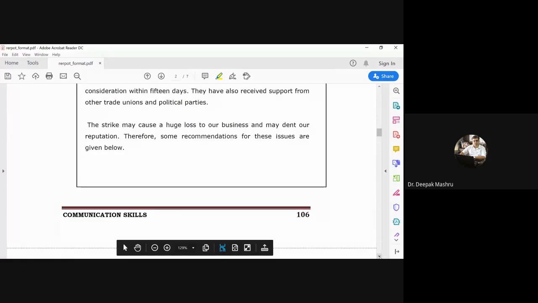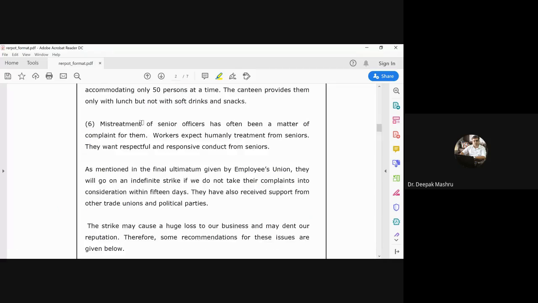The strike may cause a huge loss to our business and may dent our reputation. Dent means damage. We find a dent in the car when our car collides with some other car or some other thing, right? We find the dent. So here, dent is a symbolic one. Therefore, some recommendations for these issues are given below. So here, six things are there.